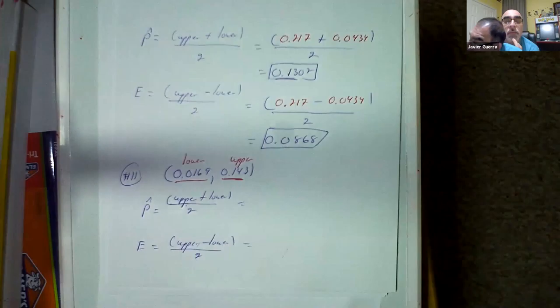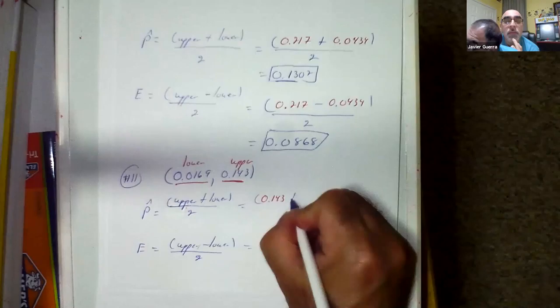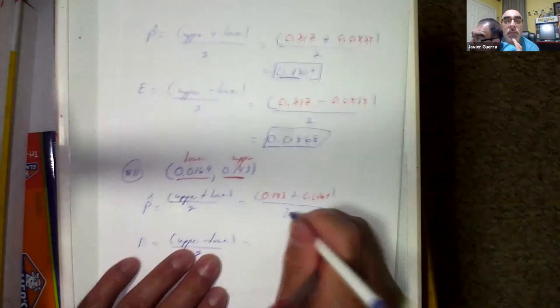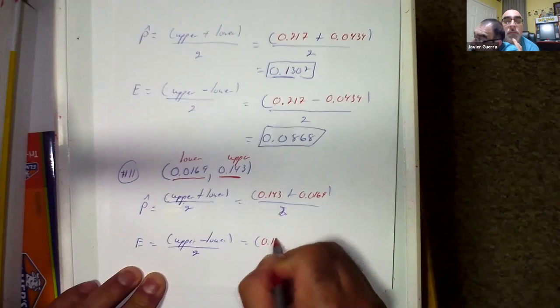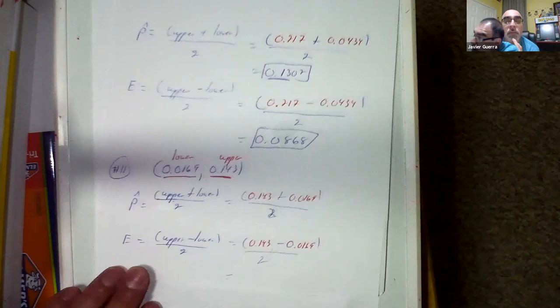So you put 0.143 plus 0.0169 and divide it by 2. And then the other one's going to be 0.143 minus 0.0169 and divided by 2.